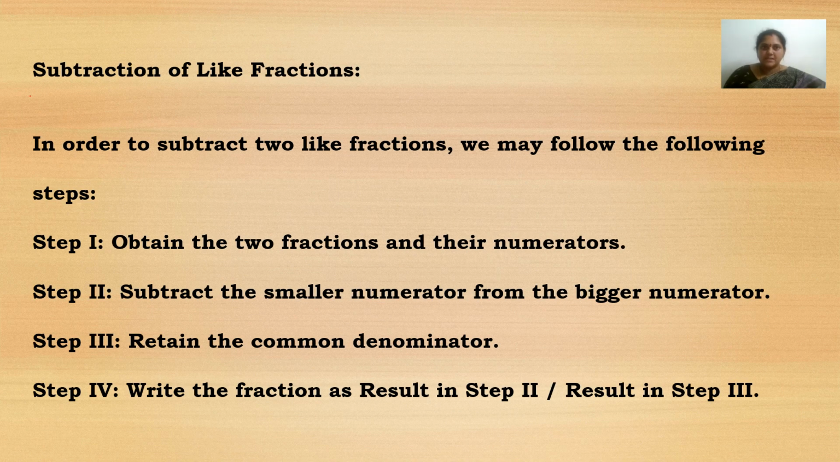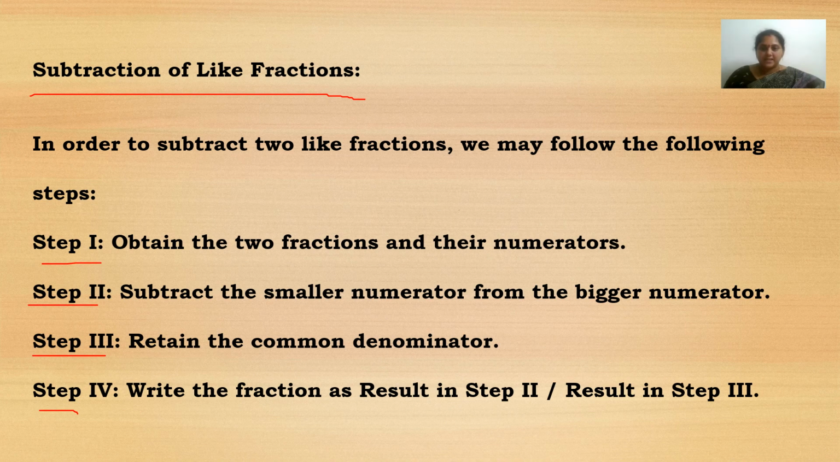Now we will see subtraction of like fractions. In order to subtract two like fractions, we may follow the following steps. Step 1. Obtain the two fractions and their numerators. Step 2. Subtract the smaller numerator from the bigger numerator. Step 3. Retain the common denominator. Step 4. Write the fraction as the result in step 2 by the result in step 3.